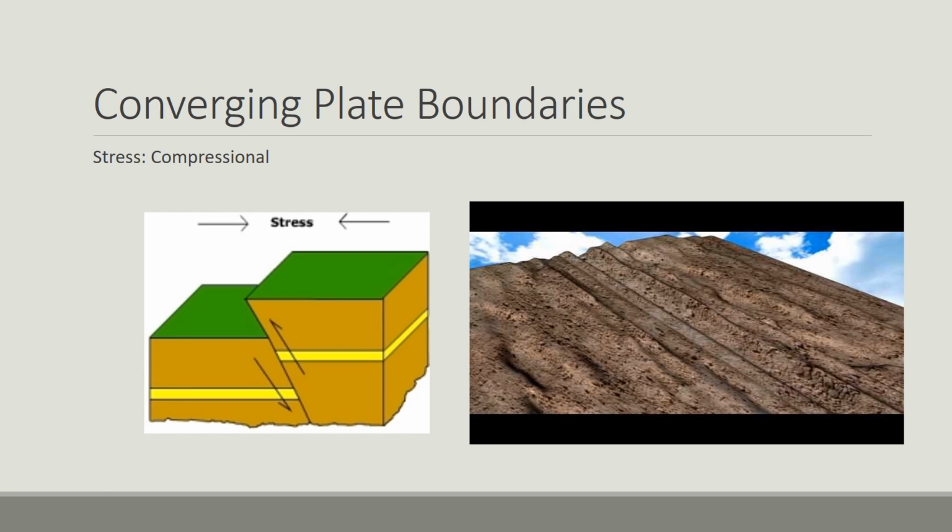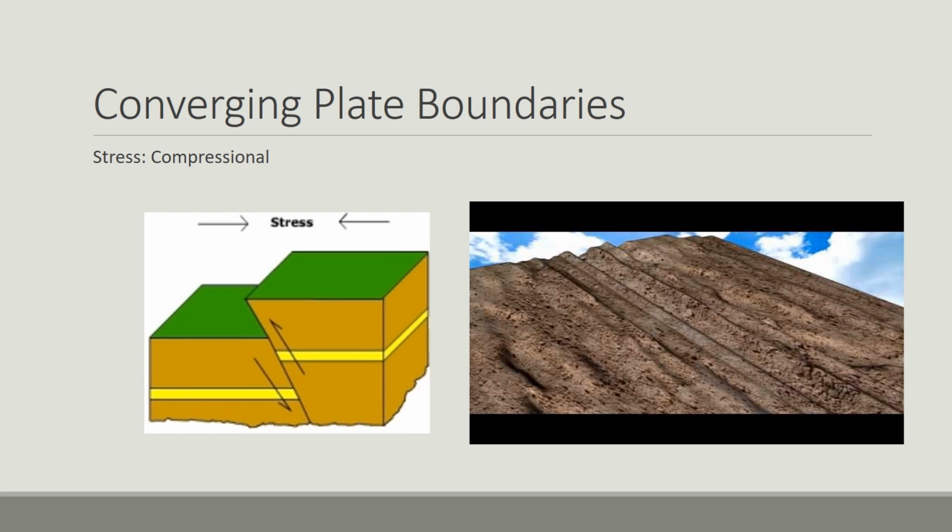Our second type of plate boundary is when we have converging plates. Now, you'll remember from your reading, we can have two continental plates running into each other, we can have two oceanic plates running into each other, and we can have one of each, one continental and one oceanic plate. And we'll talk more specifically about what can happen with those. But right now, we're just looking at what happens when plates are trying to get to the same spot, basically.